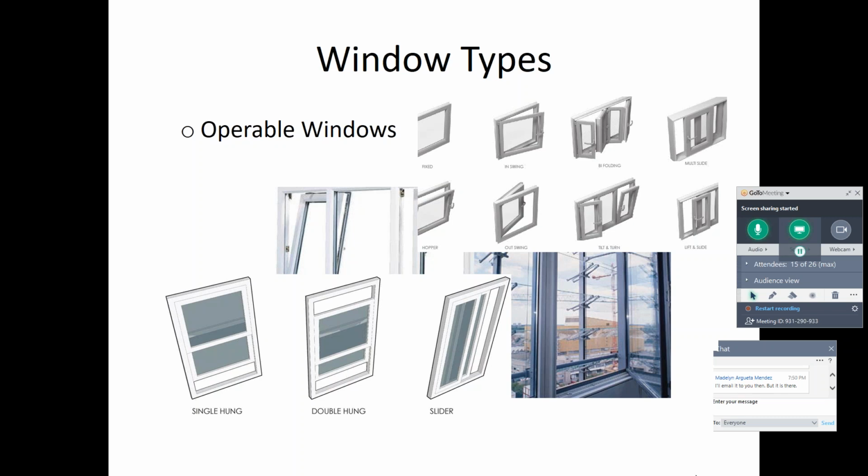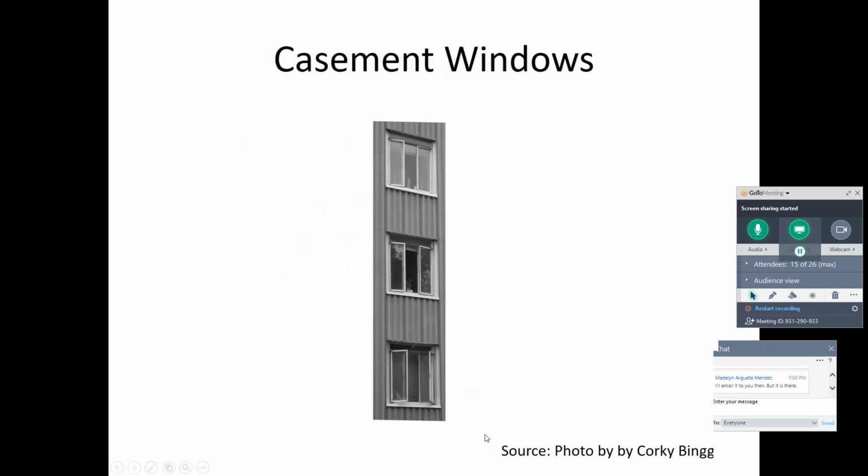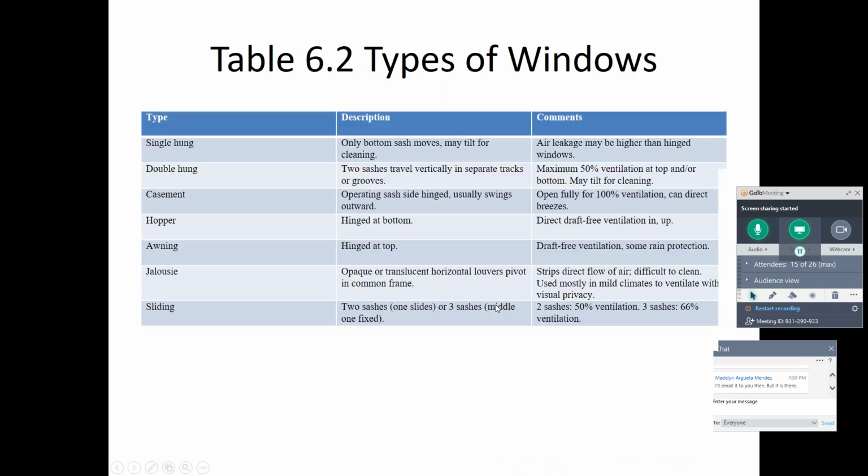And here we kind of have our jalousie or cantilever windows. Casement windows. And then they'll define all of these out for you, but I'm not going to take the time to read them at you right now.